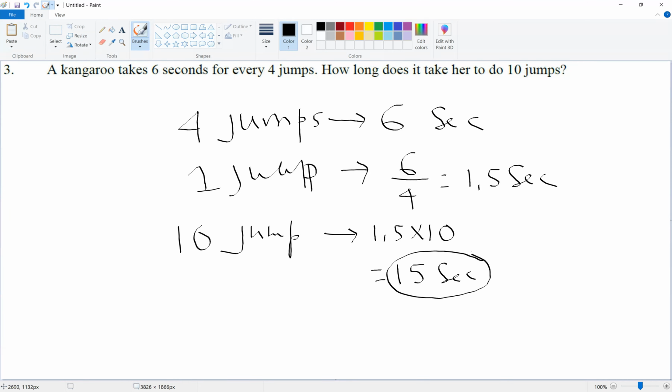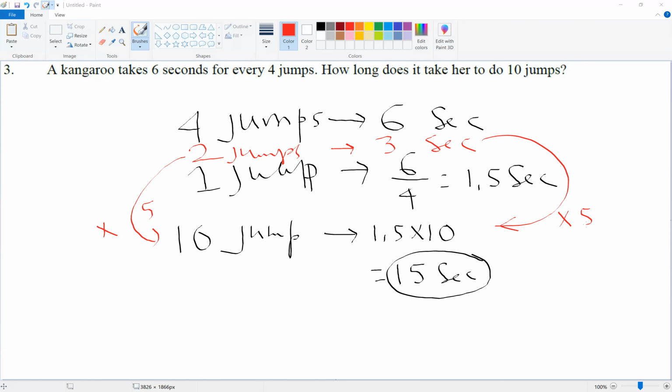There is another way to do it. I don't know if anybody did it this way. You can find 2 jumps. That would be 3 seconds. And then this would be times 5. This would be times 5. Good.